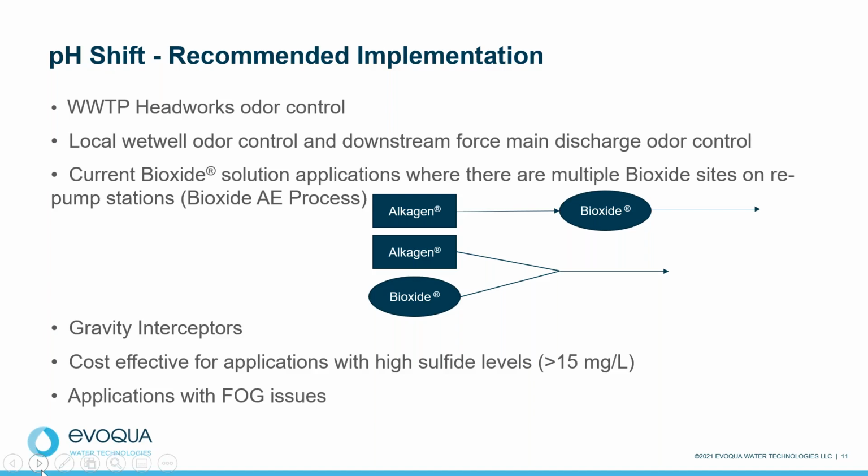pH shift chemistry can also be very cost effective for applications with high sulfide levels because we're not treating for pounds of sulfide, we're really just trying to shift the pH of the wastewater flow. So depending on the flow and how much sulfide is present in the system, Alkagen can be a very cost-effective solution. And as I mentioned, for applications with FOG issues or matting issues, pH shift chemistry can help dissolve those issues.